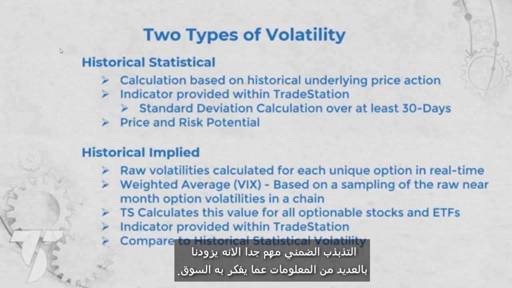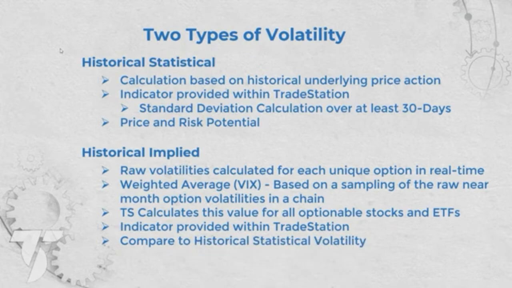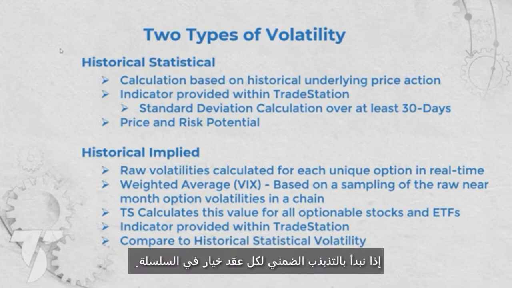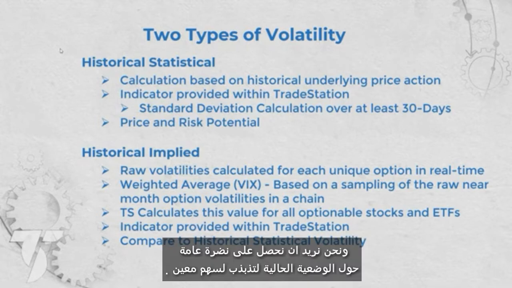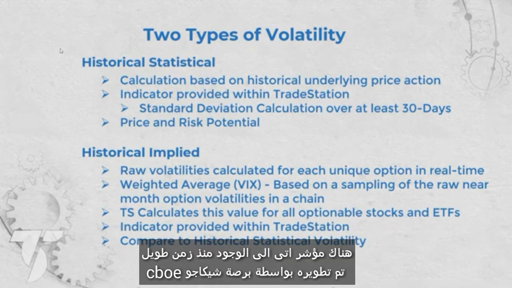And that can be really important because implied volatility gives us a lot of information about what the market is thinking. So we start out with these raw implied volatilities for each option in the chain. But there's not a lot of historical data for each option in the chain. And so we want to get an overview of what is the current situation for the volatility for this particular underlying asset. So there was a concept that came up a long time ago.